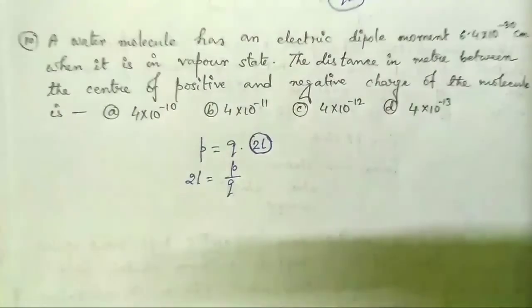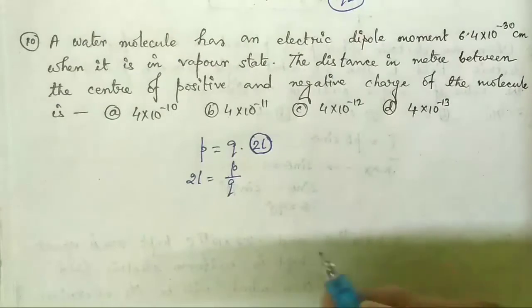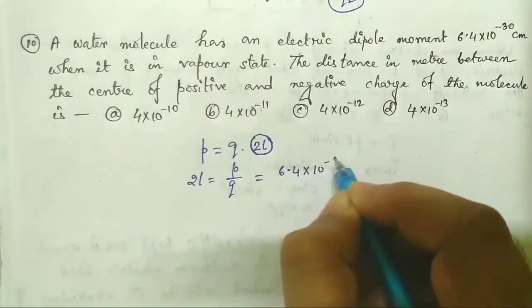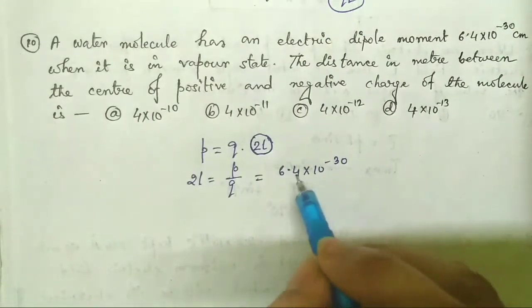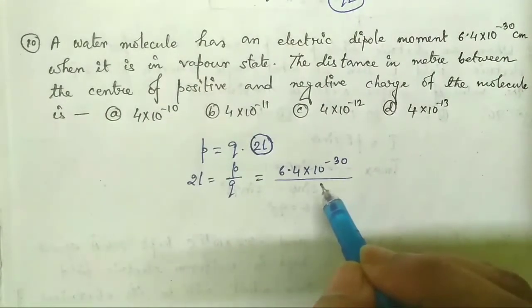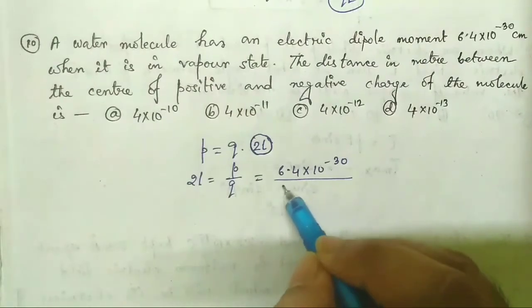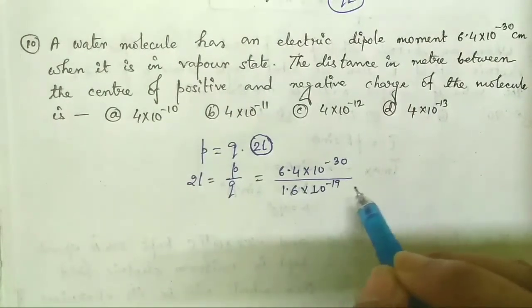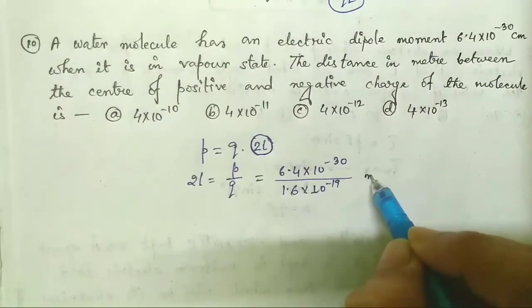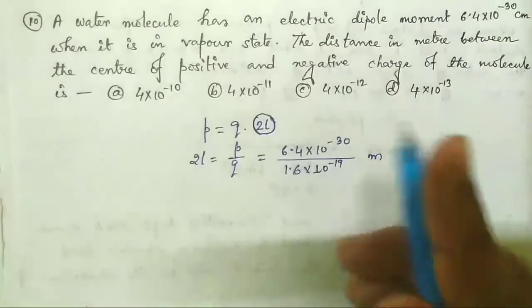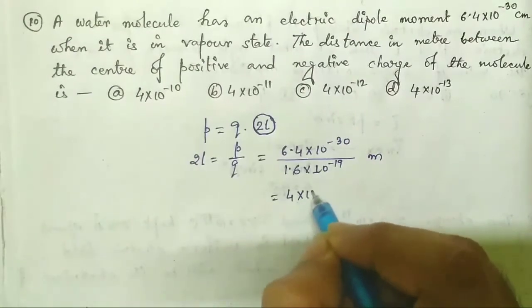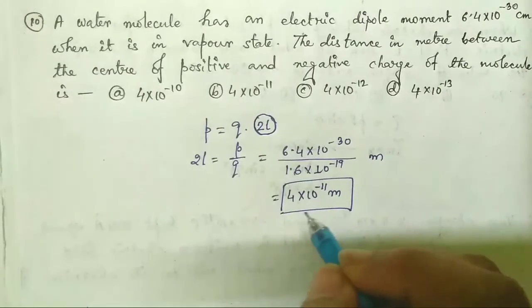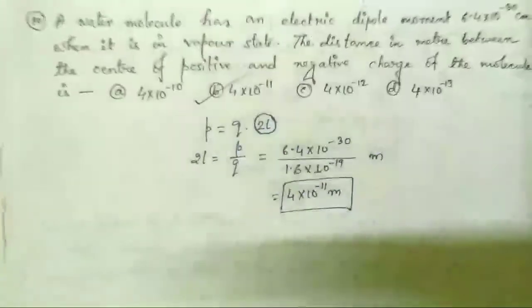P by Q. The electric dipole moment is given by 6.4 into 10 to the power minus 30 divided by, what is the charge? The charge will be 1.6 into 10 to the power minus 19 coulomb. So its unit will be meter. So this will be equal to 4 into 10 to the power minus 11 meter. So option B is the right answer.